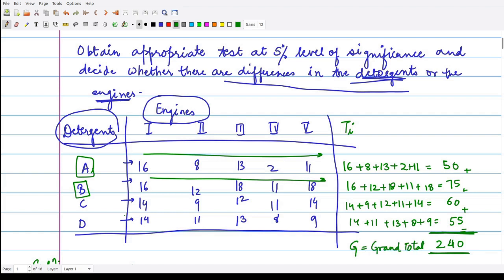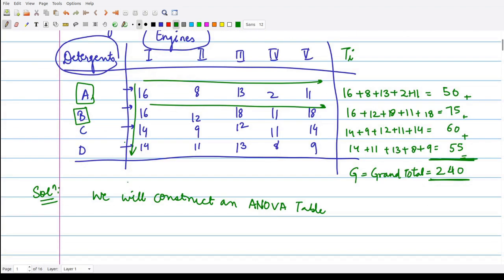Similarly, you will calculate the Tis for engines as well. For engines, we'll add all these quantities column wise. For the first one, it would be 16 plus 16 plus 14 plus 14, so this will be 60. For the second one, it would be 8 plus 12 plus 9 plus 11, so it would be 40. Then here it would be 13 plus 18 plus 12 plus 13, so it would be 56.